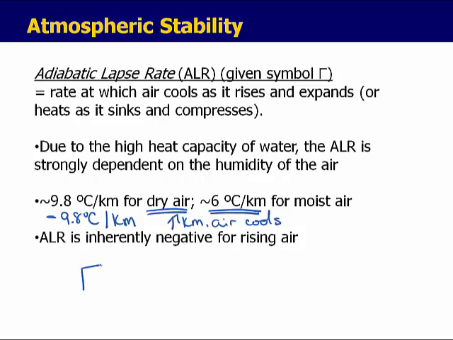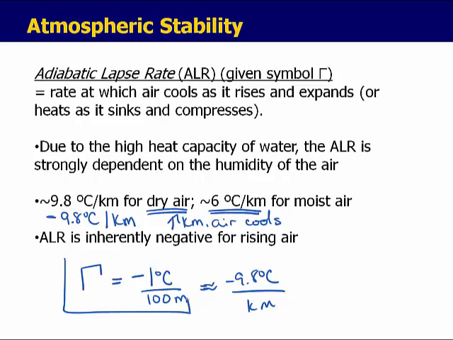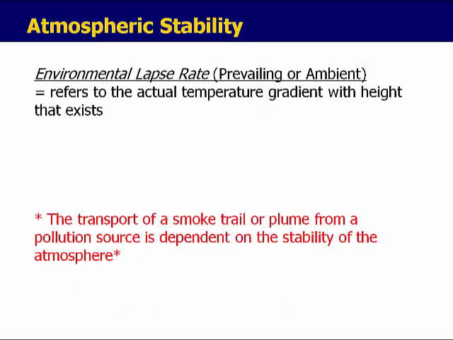For us, we will work with different units. We'll work with units of -1 degree Celsius per 100 meters, which is equal to around -9.8 degrees Celsius per kilometer. But this is the condition that you need to remember. So this is the dry adiabatic lapse rate, which is going to be constant for all conditions. And what we will do is compare that to the ambient condition. The ambient lapse rate is also called the environmental lapse rate. It refers to the actual temperature gradient that exists with height.